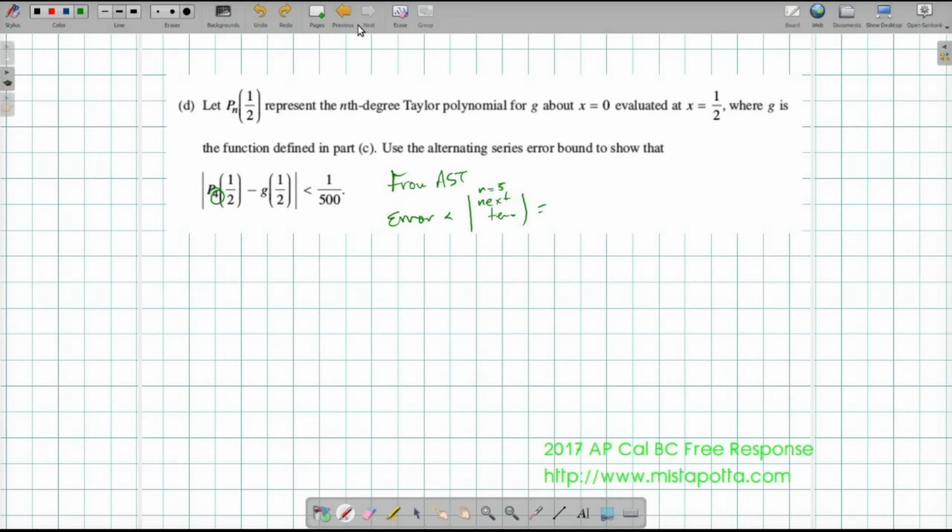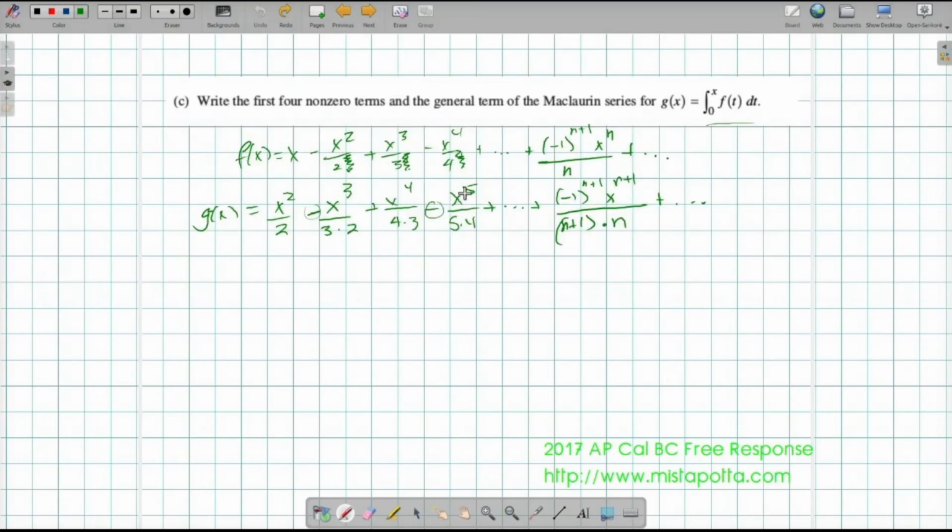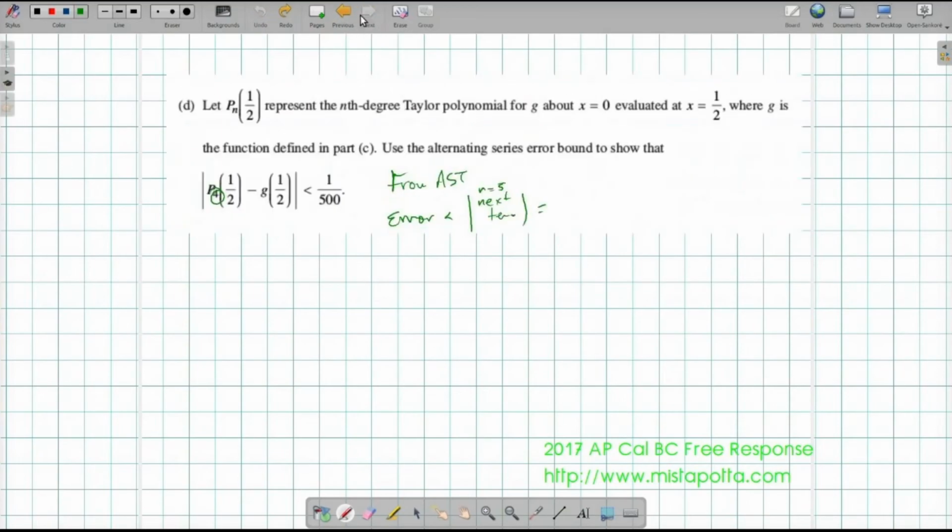Now my 5th degree term, keep in mind, is x to the 5th over 5 times 4. So for us, it's going to be 1/2 to the 5th over 5 times 4. So that's going to be 1 over 2 to the 5th times 1 over 20. So I have 1 over 32 times 1 over 20, which is 1 over 640, which is definitely less than 1/500th. So I'm using this alternating series test because my series alternates.